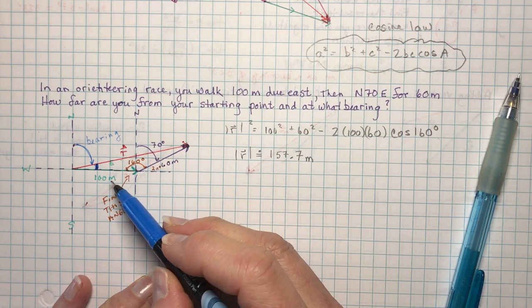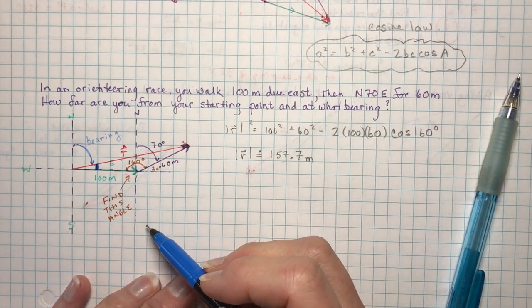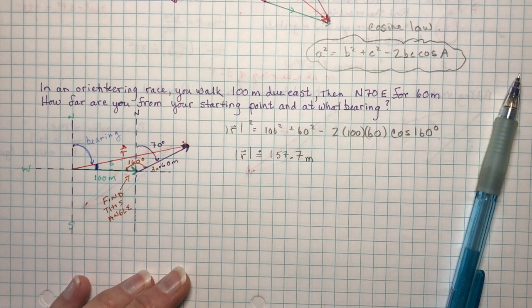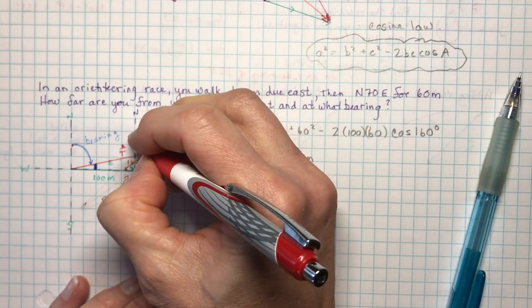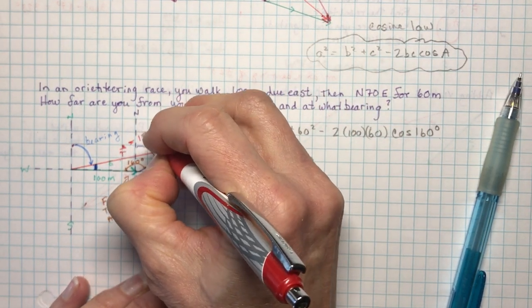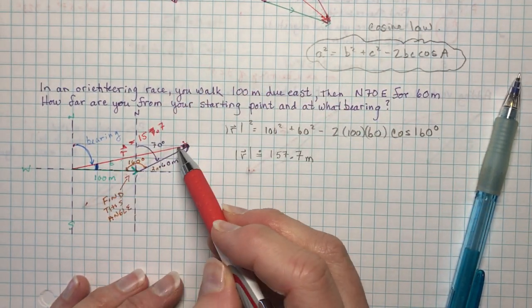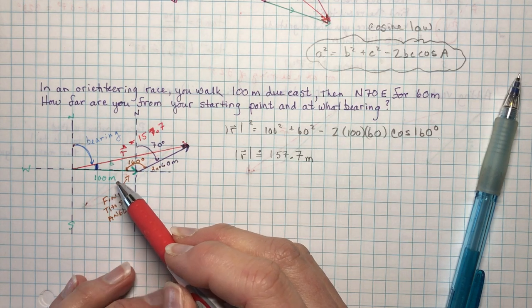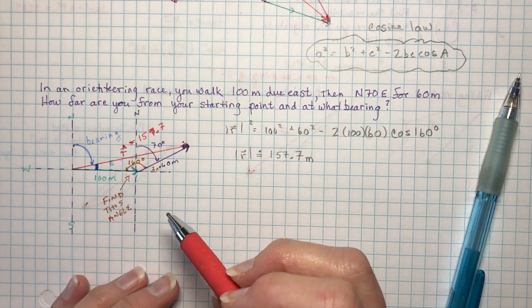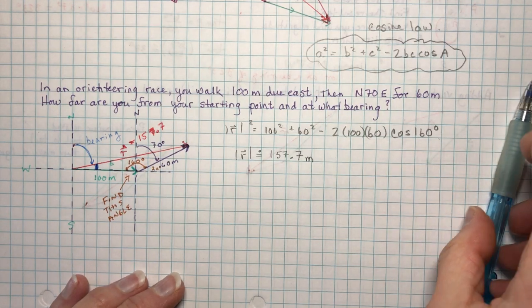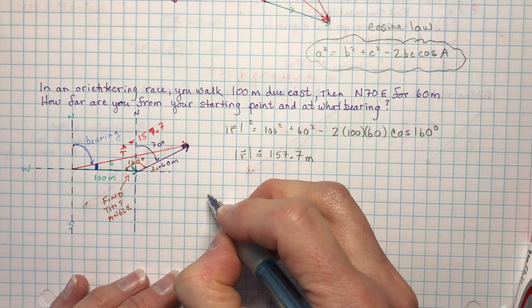So how are you going to find that angle? Well, now that you know this length here, so R was 157.7, so I have this length, you can use your famous little sine law, right? Never knew you'd use trig so much, did you? Okay, so here, let's go.